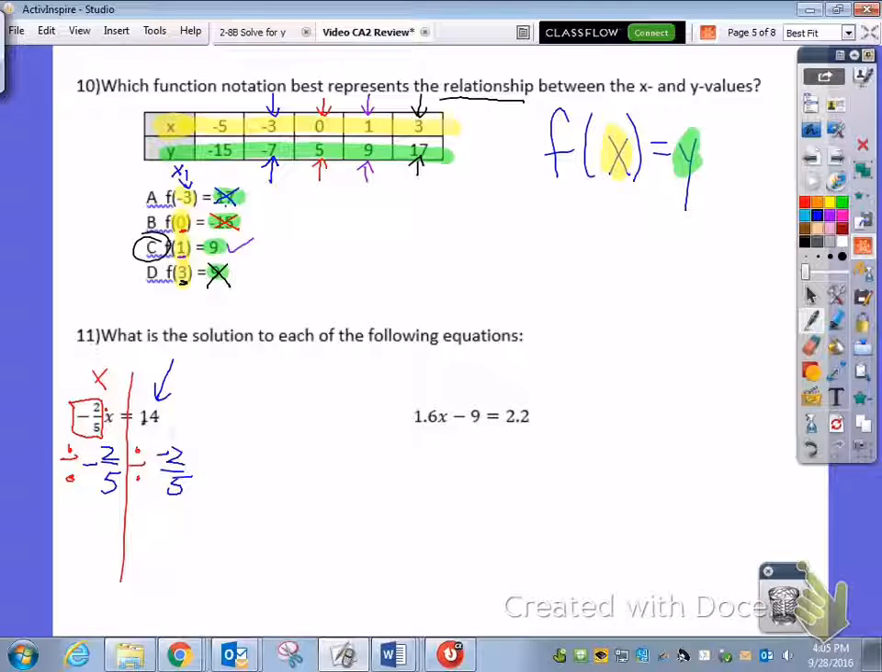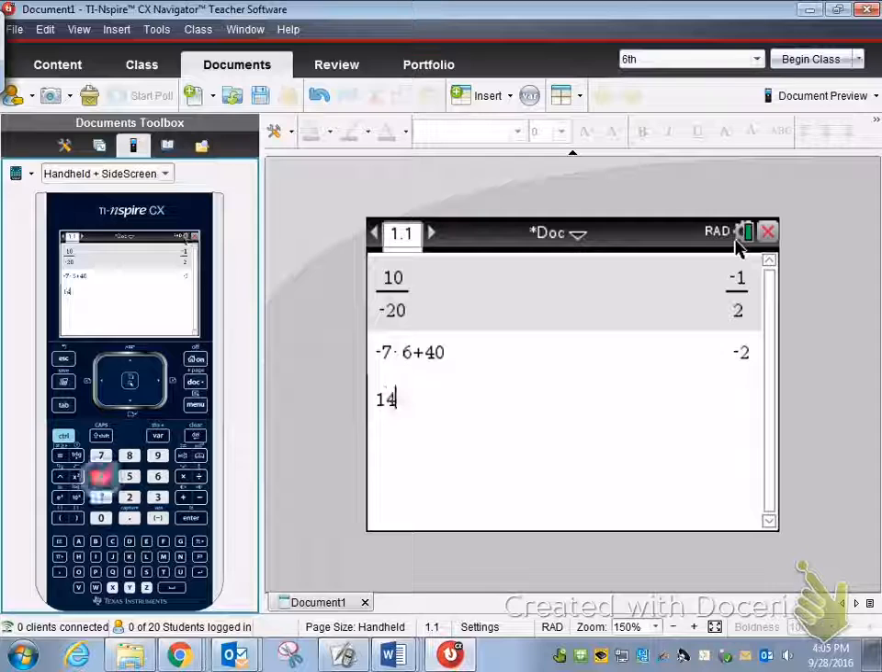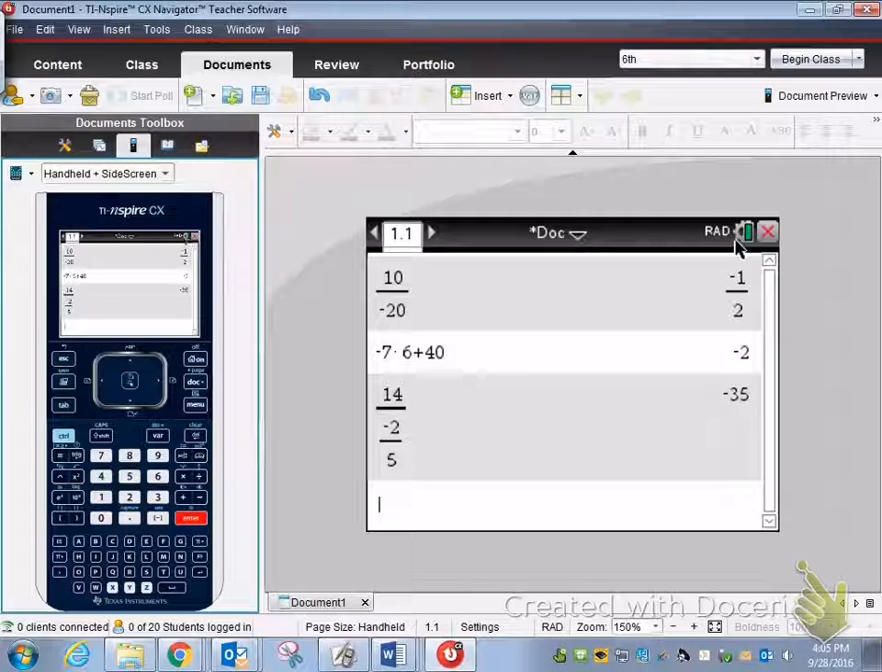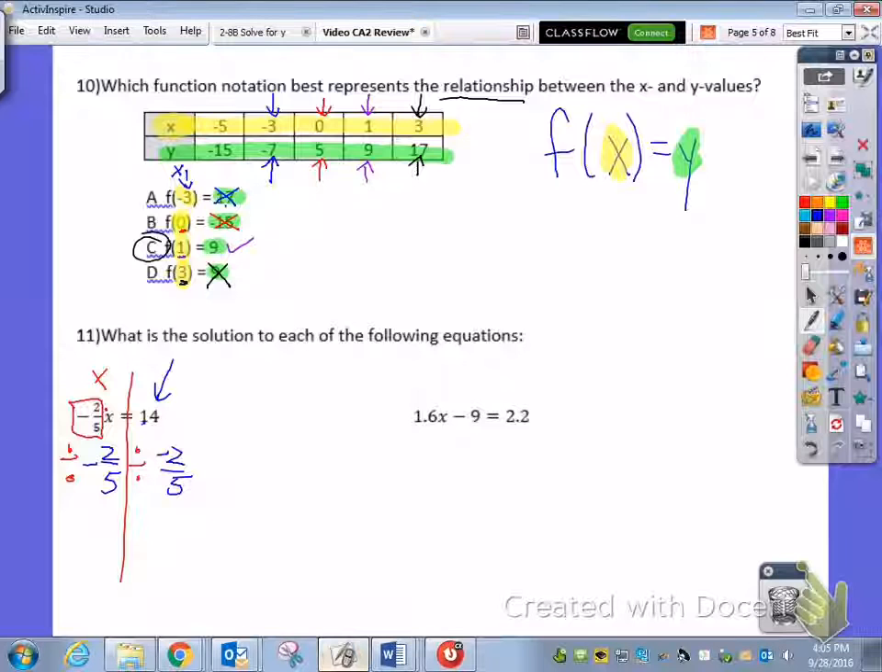I have to start with 14. So on your calculator, you're going to say 14 divided by, and then make your fraction. Control divide, there's my fraction. -2 over 5. And then hit enter. And it's -35. So x equals -35. Okay, on the next one.